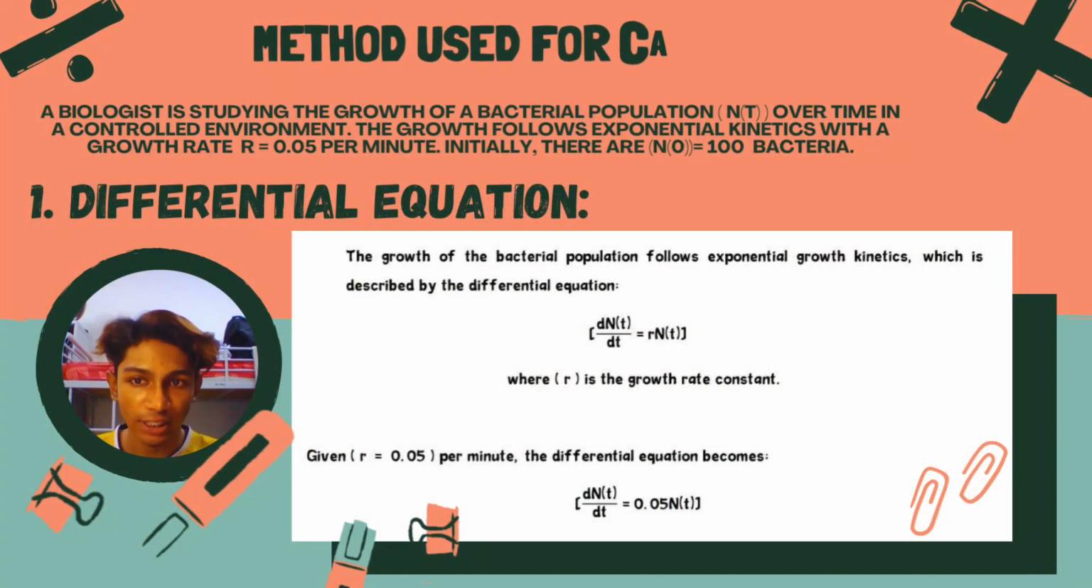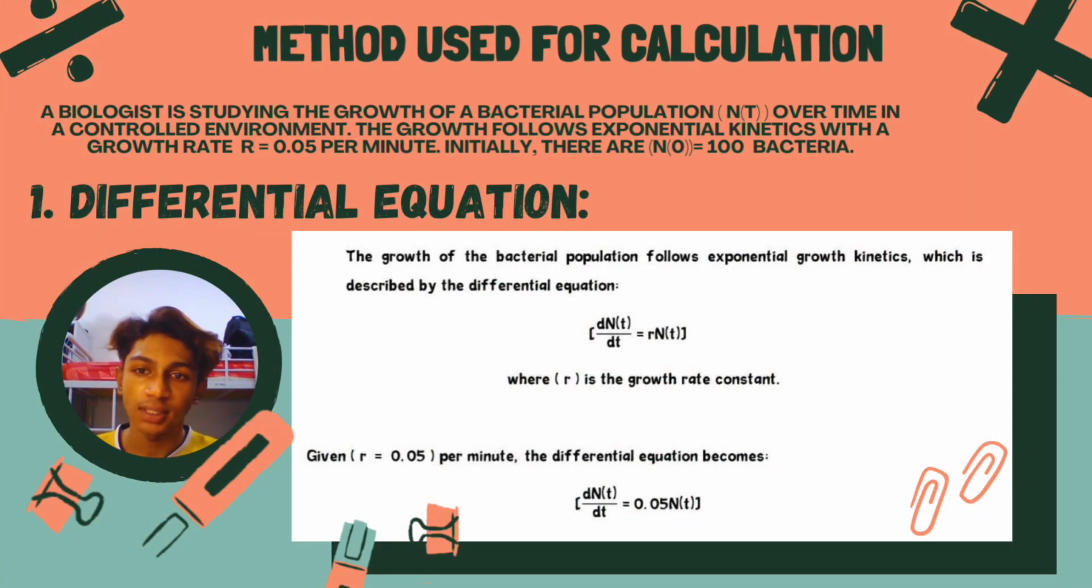So, method used for calculation. My question is: a biologist is studying the growth of a bacteria population N(t) over time in a controlled environment. The growth follows exponential kinetics with a growth rate r equal to 0.05 per minute. Initially, there are N(0) equals 100 bacteria. So firstly, we involve the differential equation.